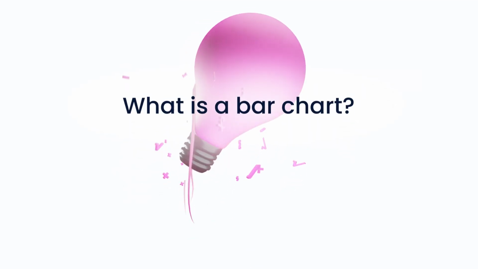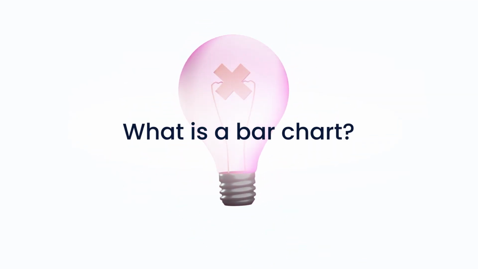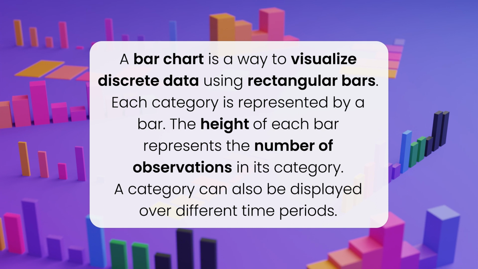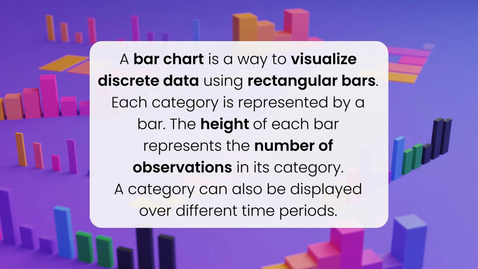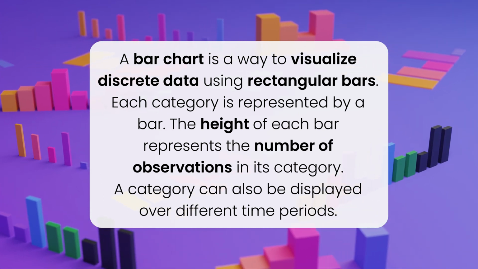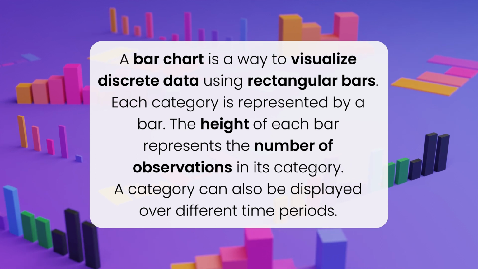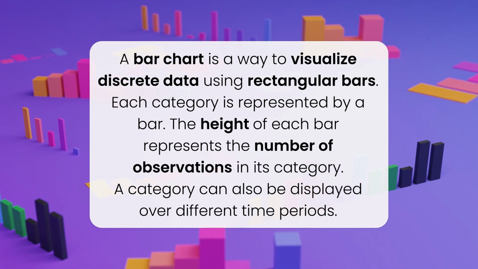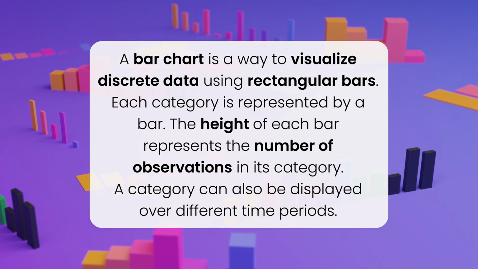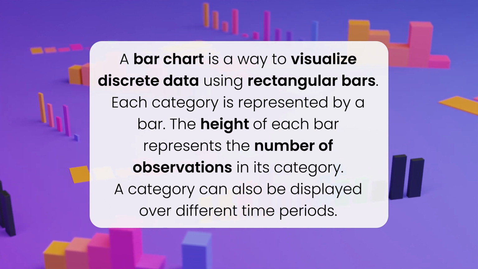What is a bar chart? A bar chart is a way to visualize discrete data using rectangular bars. Each category is represented by a bar. The height of each bar represents the number of observations in its category.